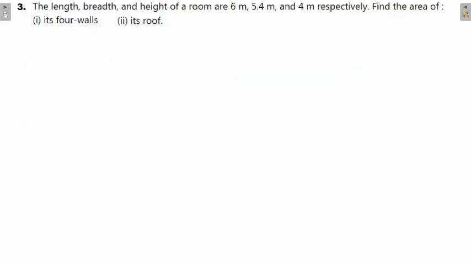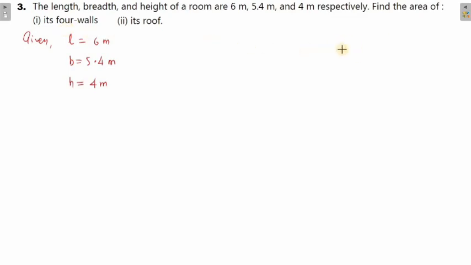Let's look at the second question for the day. Question number 3 says the length, breadth and height of a room are 6 meter, 5.4 meter and 4 meter respectively. Let me write what is given here. L is 6 meter, B is 5.4 meter, and the height is 4 meter. Now find the area of its four walls.